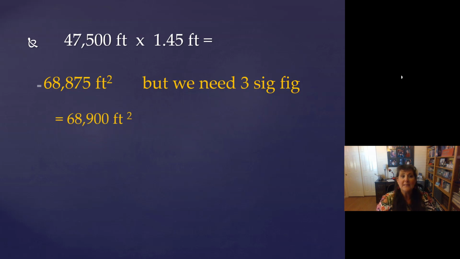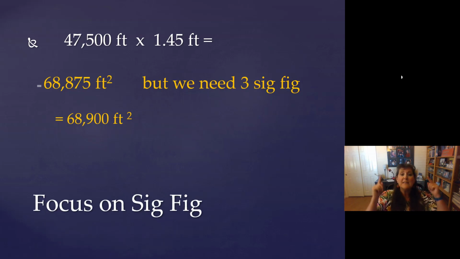I hope you got 68,900 feet squared, not 689. Again, we have to keep the magnitude the same. So we need to use our placeholder zeros to keep the magnitude the same. The answer is 68,900. Okay, so again, focus on sig figs when we're multiplying and dividing. Now I'll tell you something. In lecture, we're going to multiply and divide a lot more than we're going to add and subtract. So mostly we're going to focus on those sig figs.